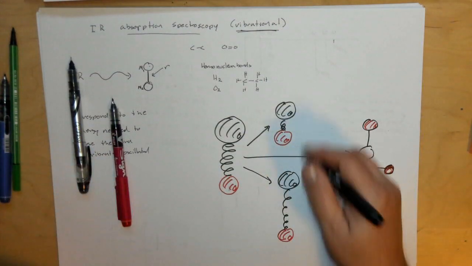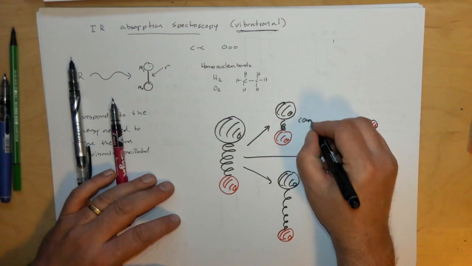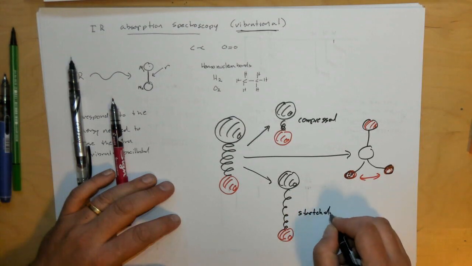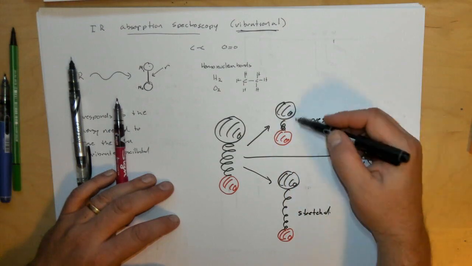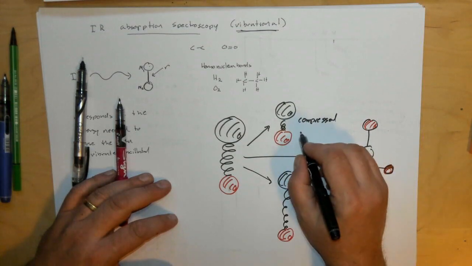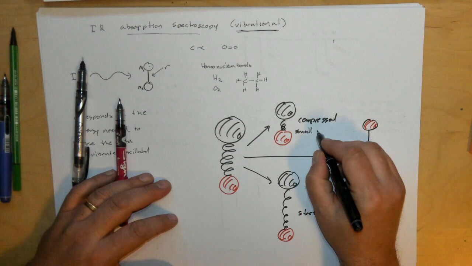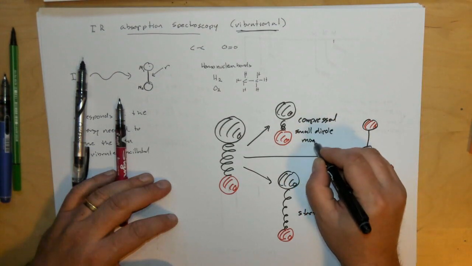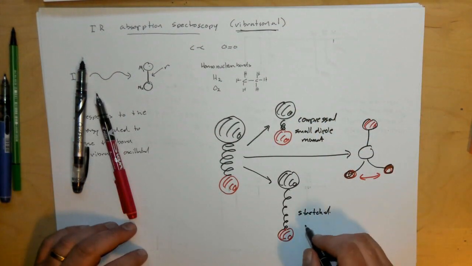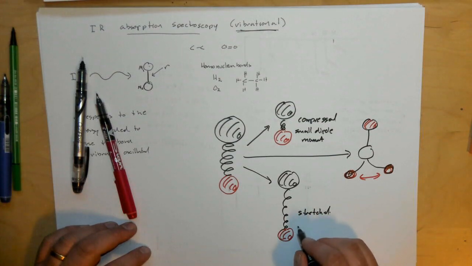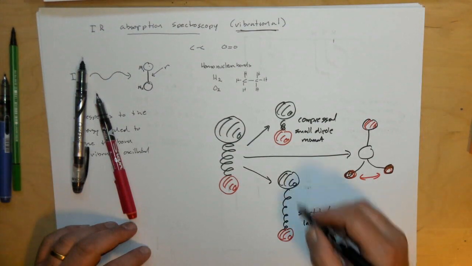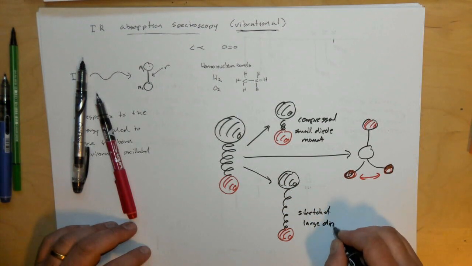But anyway, let's talk about these first two options, right? So this is compressed, and this is stretched. And when it's compressed, the masses are very close to each other, and so we get a small dipole moment. And this can be measured, basically. And I'm not going to go into what that means, but basically, when they're stretched, when these two masses are very far from each other, then we have a large dipole moment.